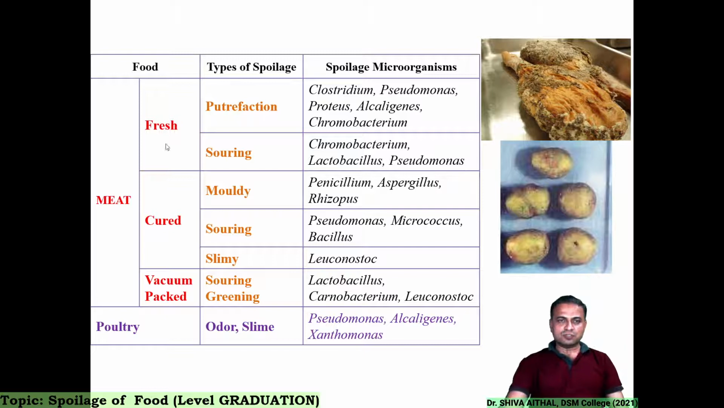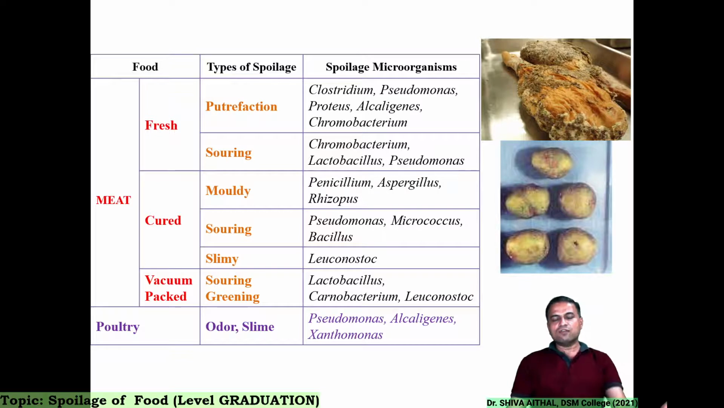With fresh meat, as you can see here in the table, the putrefaction process takes place. Putrefaction is a process where proteins are degraded and a very pungent smell of amino acids comes. So proteases are the enzymes responsible for putrefaction. As I always say, have a pen and paper and write it down. Those things which are not on the slide are also mentioned here. So putrefaction is degradation of proteins carried out by Clostridium, Pseudomonas, Proteus, Alcaligenes and Chromobacterium.